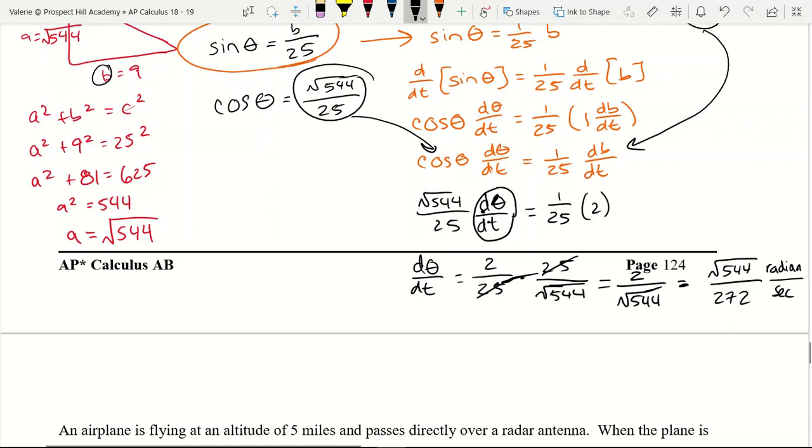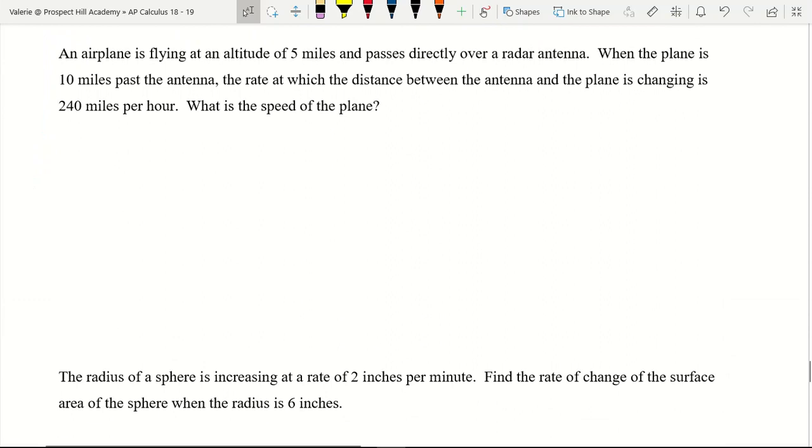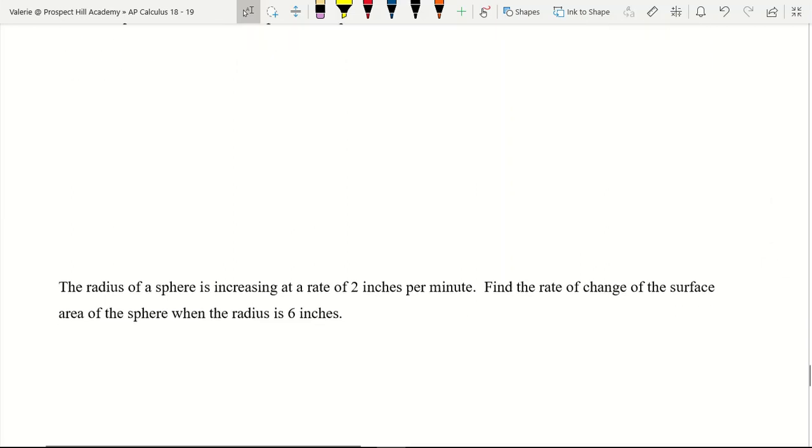Okay, so moving on to our very last page, page 125. We have 3 problems. And what I actually want you to do is try the first 2 problems on your own. They might be a little tricky. The first problem is an airplane problem that you will use the Pythagorean theorem to help you solve. The second problem is a sphere problem that you'll use the surface area of a sphere to help you figure out.